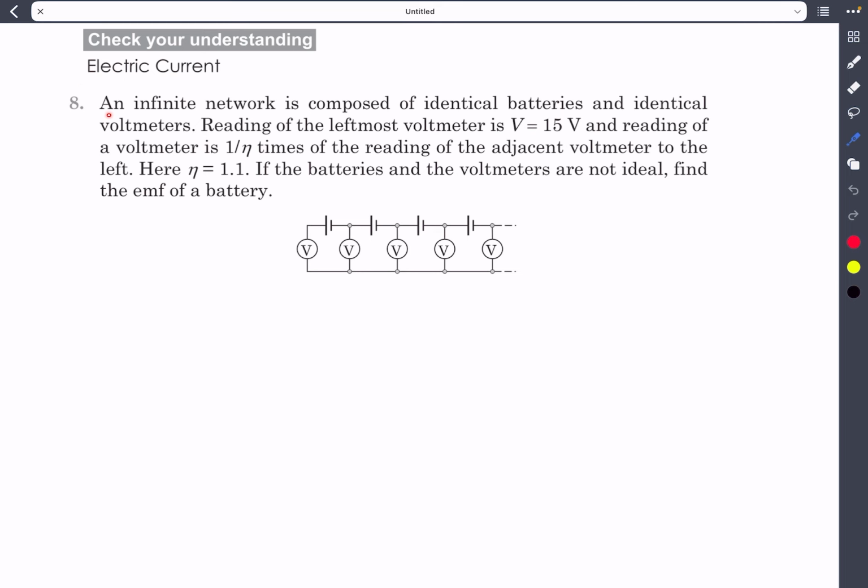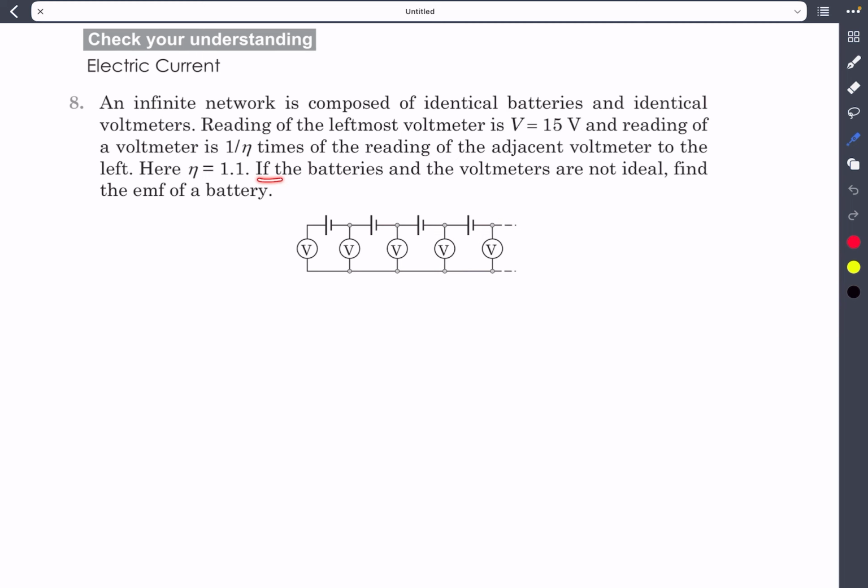So the question states that we have an infinite network composed of identical batteries and identical voltmeters, as shown in the figure. The reading of the leftmost voltmeter is given as capital V, and the reading of a voltmeter is 1 by eta times the reading of the adjacent voltmeter to the left. So if we take a general voltmeter and its reading is some small v, then the reading of the adjacent voltmeter to the right is going to be v divided by eta. This is what is given to us in the question, and the values of eta and V are given.